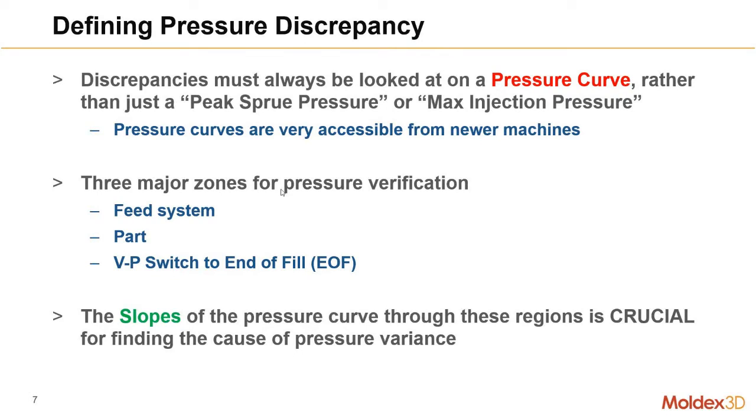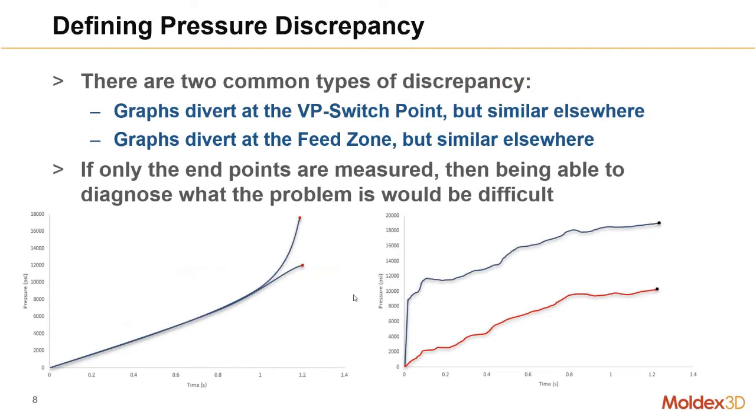All right, so there are three major zones in the pressure verification. As we just saw, there's the feed system, there's the part, and then VP switch to end of fill, so the transition from your filling stage to your packing stage. The slope of the pressure curve through these different regions is crucial to find where the pressure variance is actually coming from. For example, here are two different types of discrepancies that we can see. Both of them lead to a different maximum injection pressure.